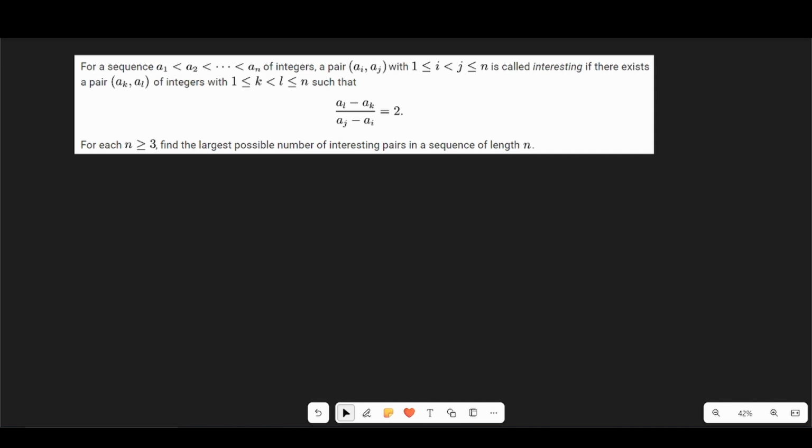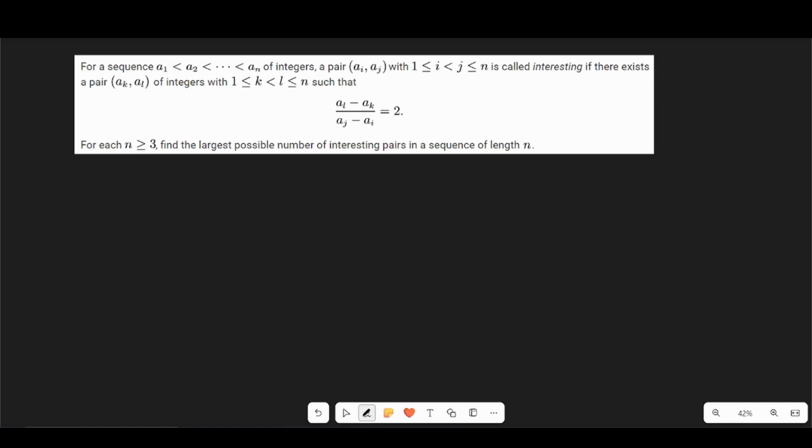The first problem of the second day was from combinatorics. If we are given a sequence of n integers, a1 is less than a2 and so on, less than an, we call a pair of integers ai and aj interesting if there exists another pair of integers k and l such that (al - ak)/(aj - ai) equals 2. The question was to find the largest possible number of interesting pairs in every sequence of n numbers.